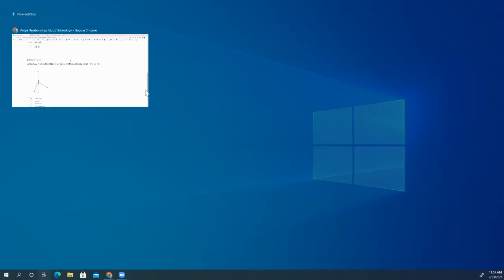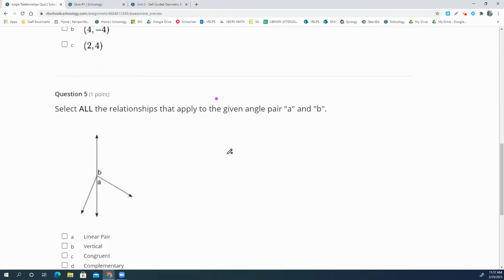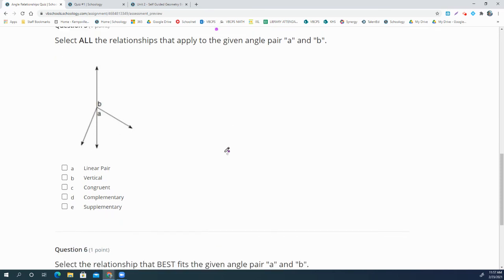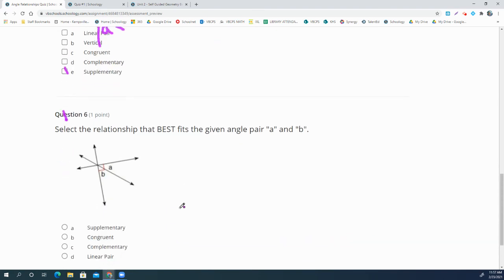Select all of the relationships that apply to A and B. So I've got that straight line. I've got 2 things on the same side of it. I've got an acute angle and an obtuse angle. So what words can I use to describe that? Same ones we just used before. Linear pair for sure. It's 2 angles that form a straight line. And supplementary. And supplementary adds up to how many degrees? 180. Okay. And then what about this one?